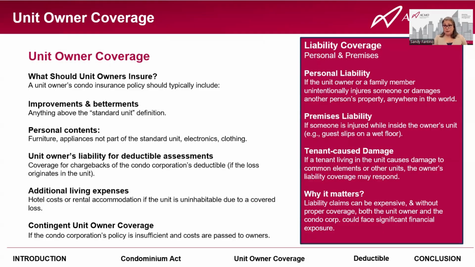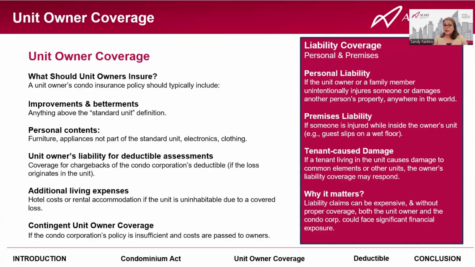Liability coverage should be in place for personal liability if the unit owner or a family member unintentionally injures someone or damages another person's property while anywhere in the world. Premise liability if someone is injured while inside the owner's unit, so it could be a guest, slip and fall. Tenant cause damage: if a tenant is living in the unit and causes damage to common elements or other units, the owner's liability coverage may respond.